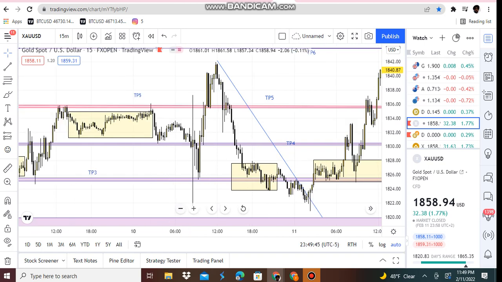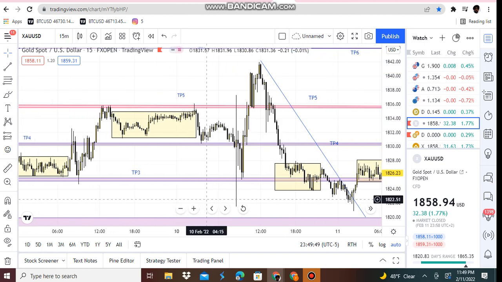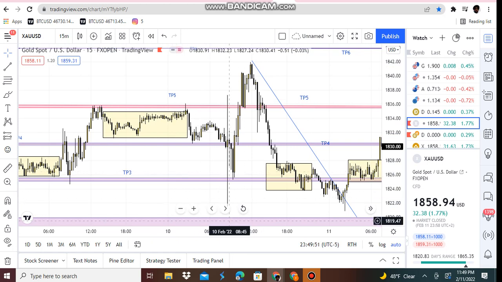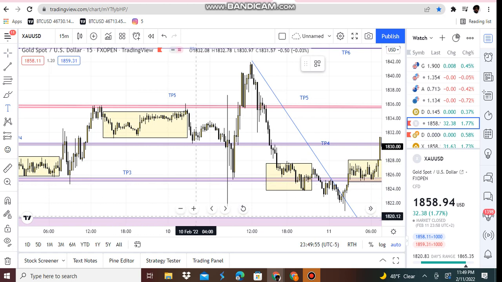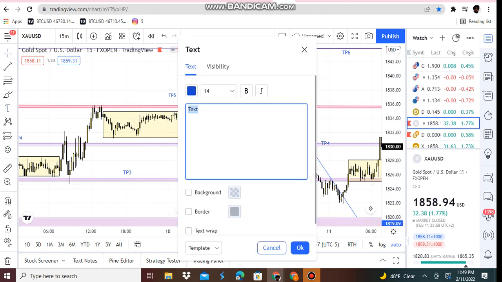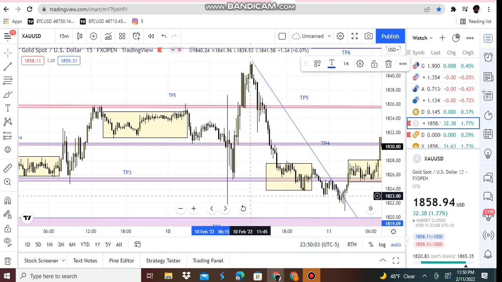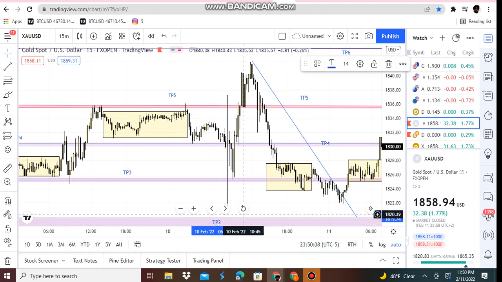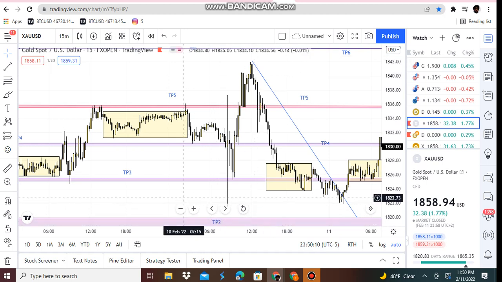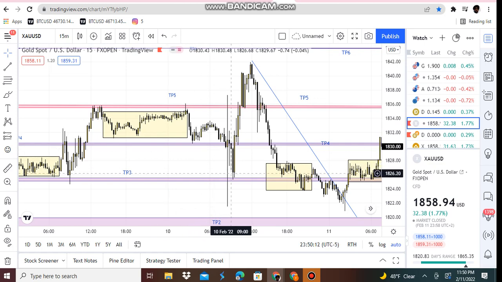Then price shoots back down. It goes almost to the take profit 2 area right here. It goes past the take profit 3 area. We see this crazy wick. And gold was moving crazy today. Take profit 2 right there. And I'll explain all of this.